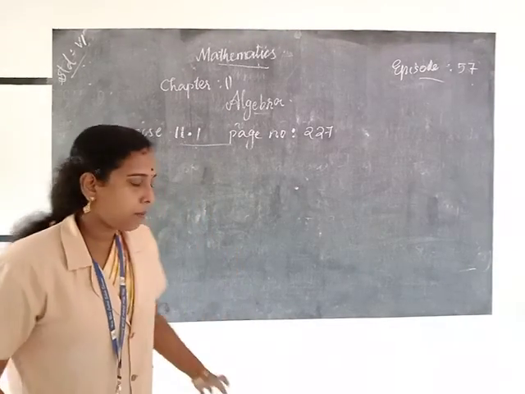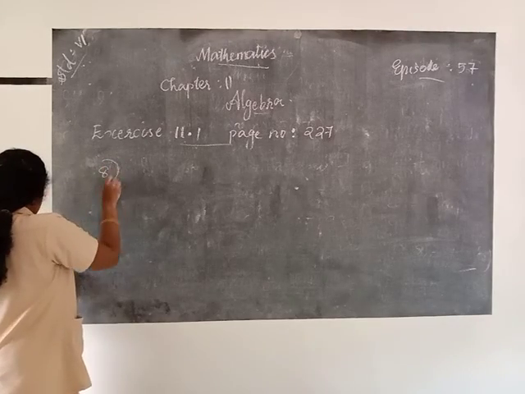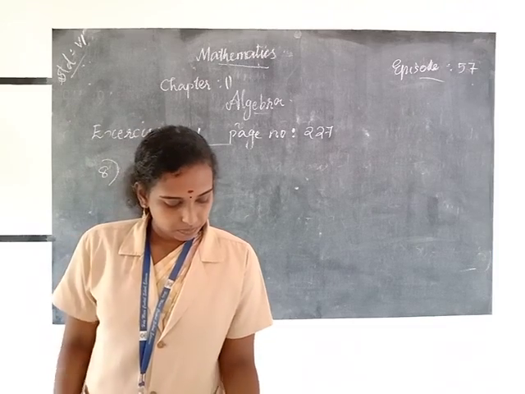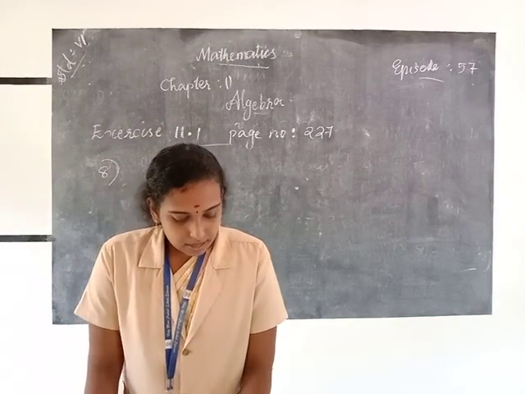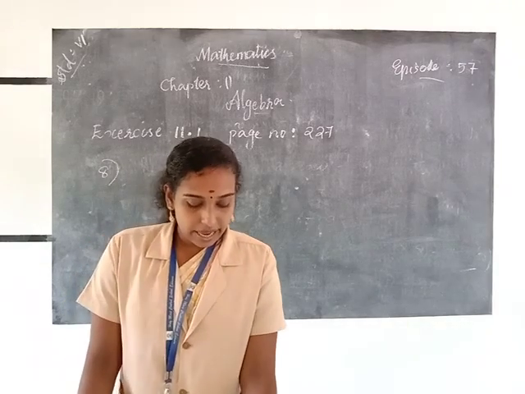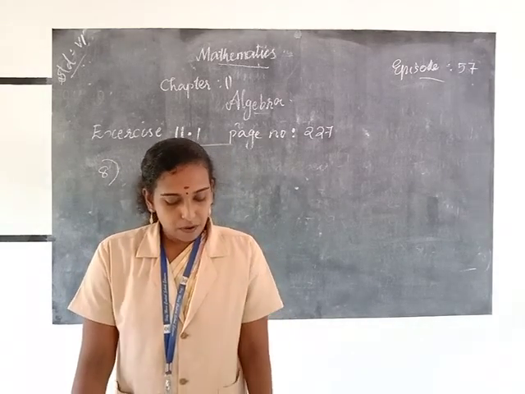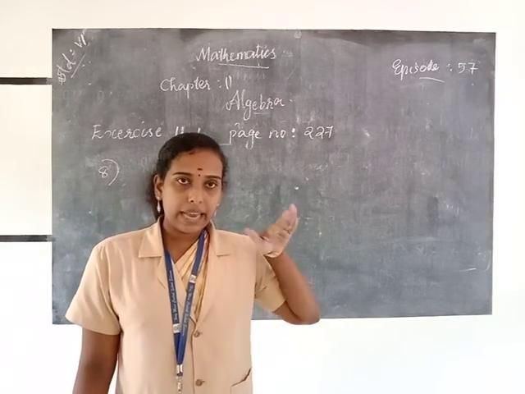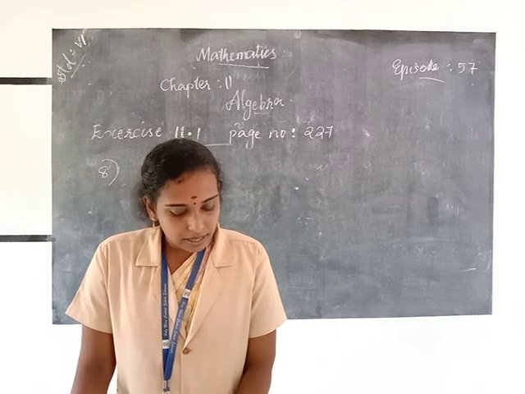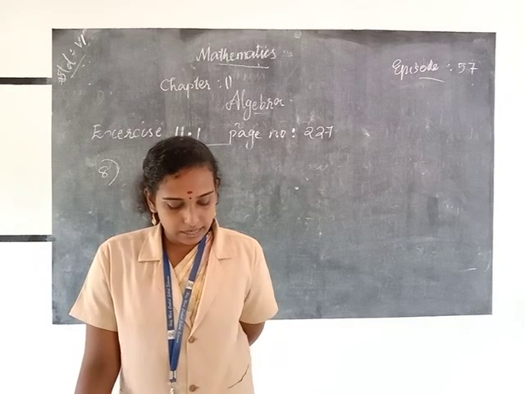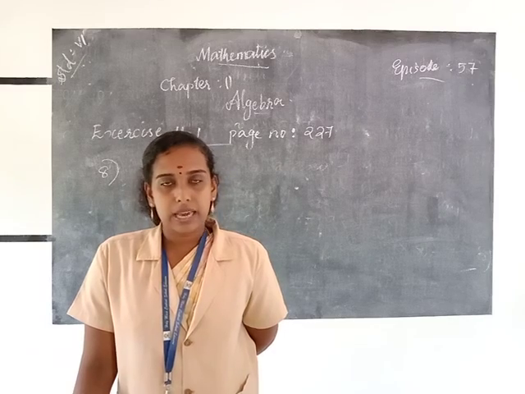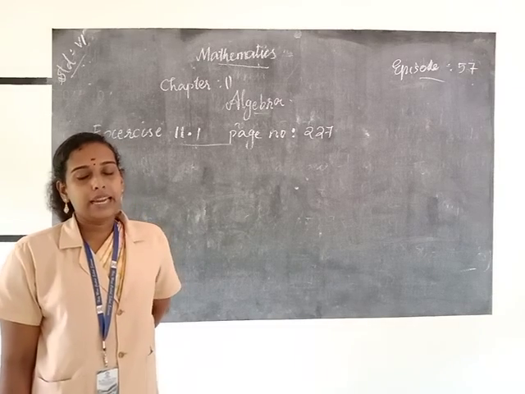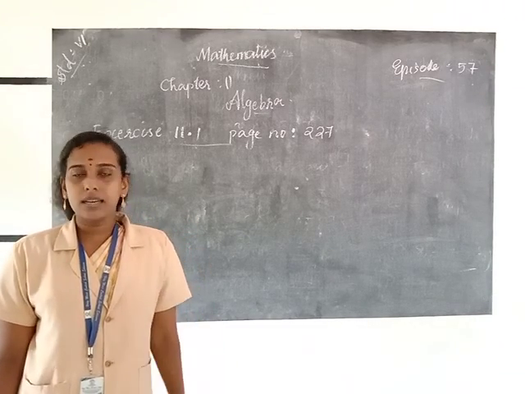Then the next question, question number 8. Leela is Radha's younger sister. Leela is 4 years younger than Radha. Can you write Leela's age in terms of Radha's age? Take Radha's age to be x. So here let Radha's age be x years. Then Leela is 4 years younger than Radha.